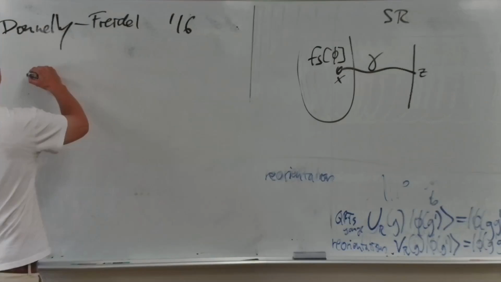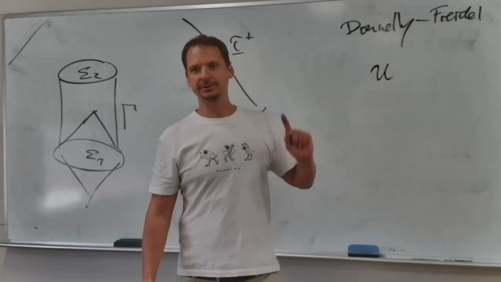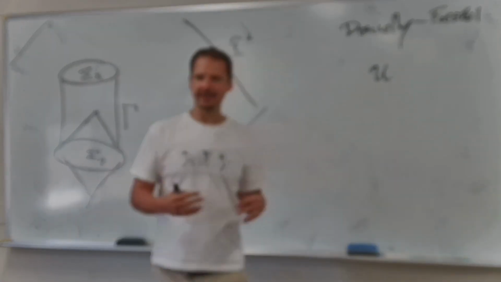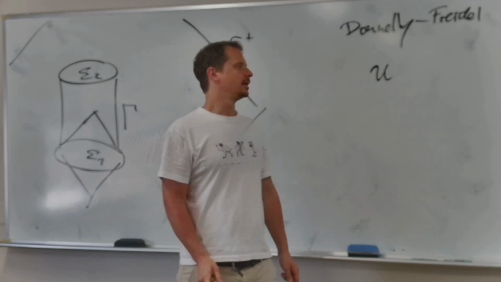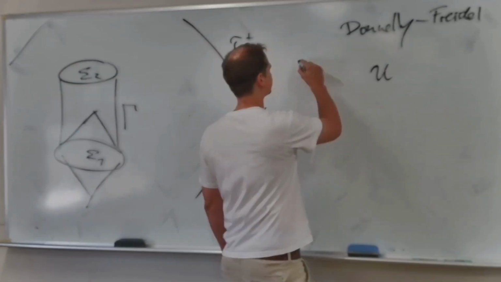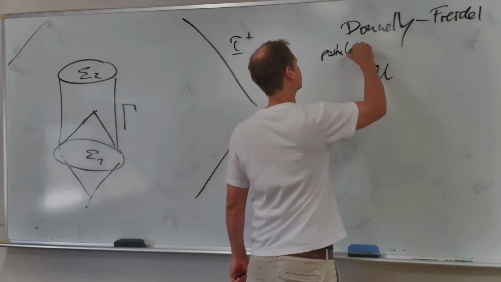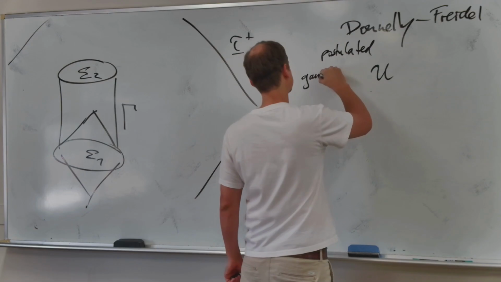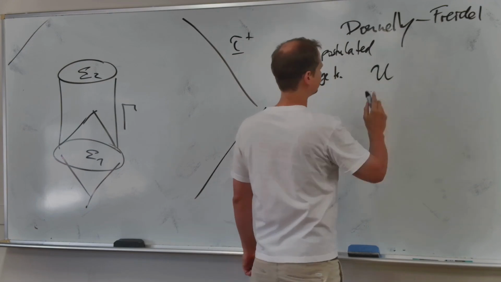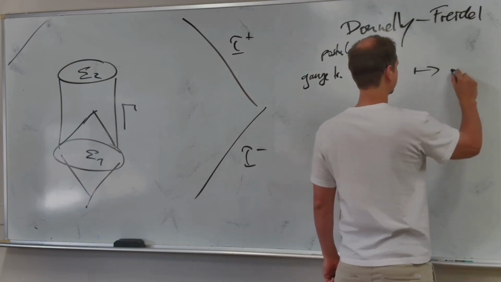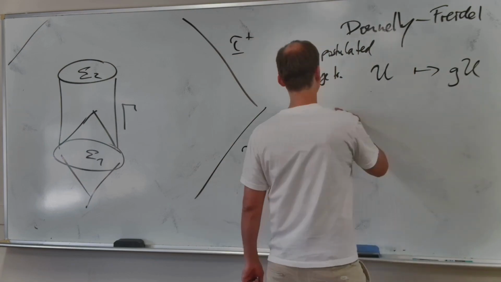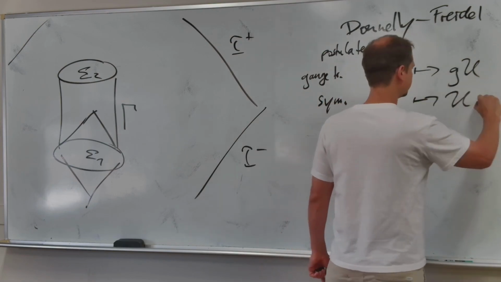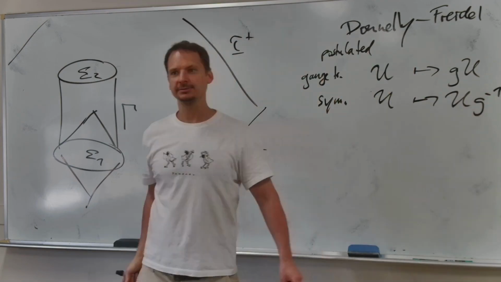In Donnelly and Freidel, they also postulated the transformation properties of these edge modes. They distinguished exactly gauge transformations from symmetries, and they postulated for gauge transformations, you have U going to GU, and for symmetries, U goes to U G inverse. So that's what they postulated.